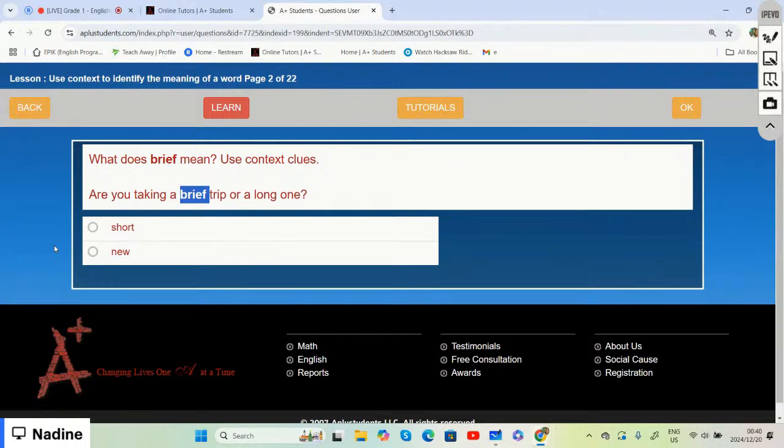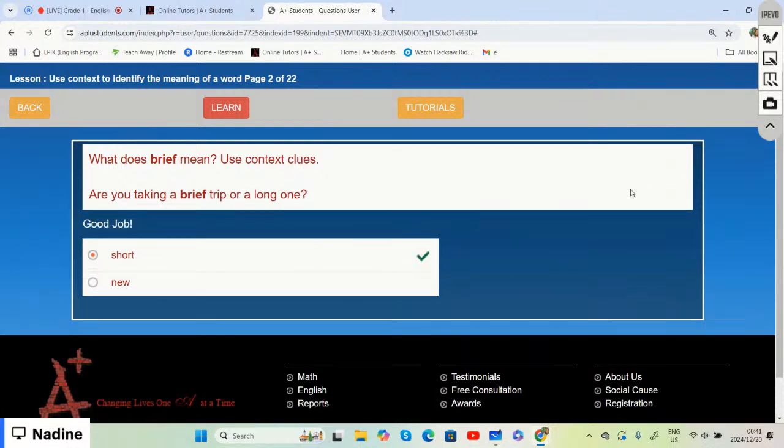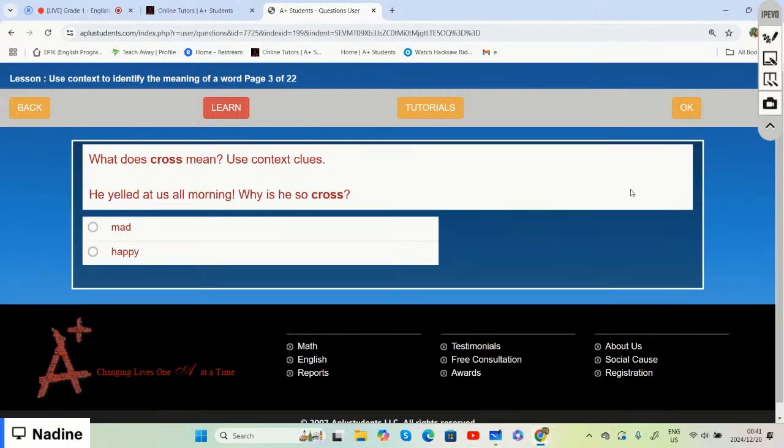All right. And if we were to choose the correct word, brief, yes, if somebody were to take a brief trip, then it means that they'll take a short one. And the words that give us an indication that the word is short are that you say it's either short or long. Right, so well done. Short, option 1, is correct. Well done.